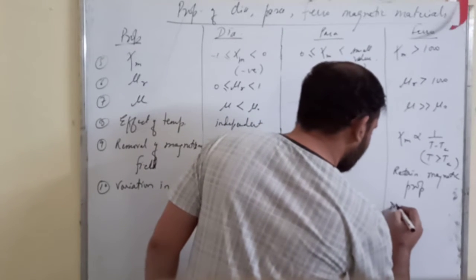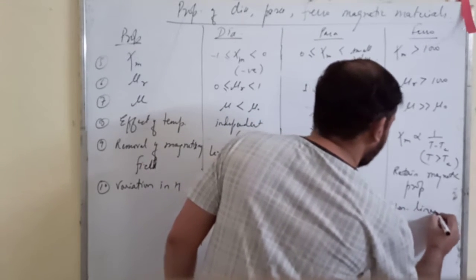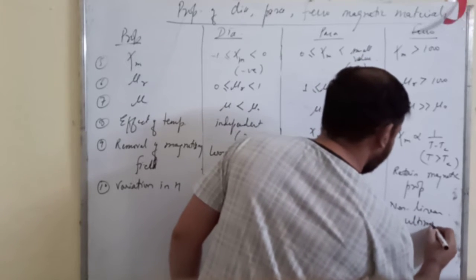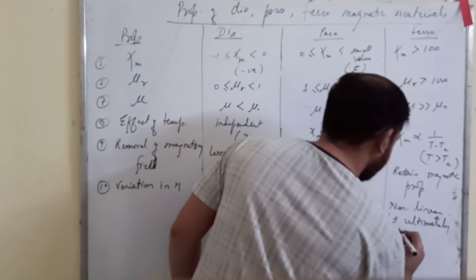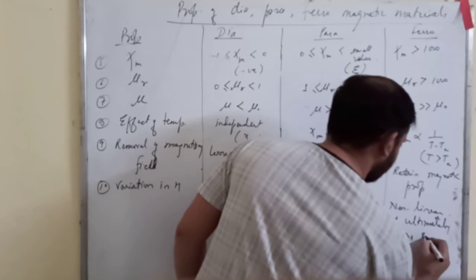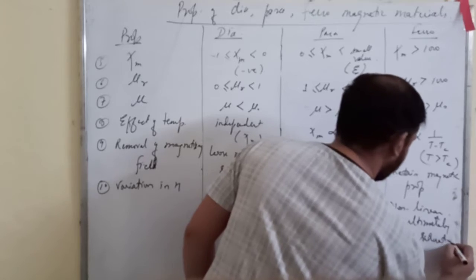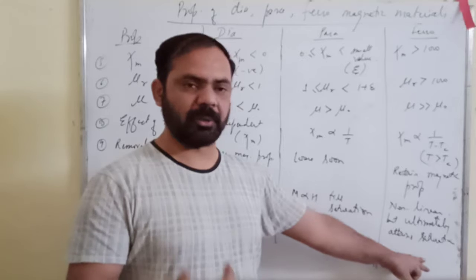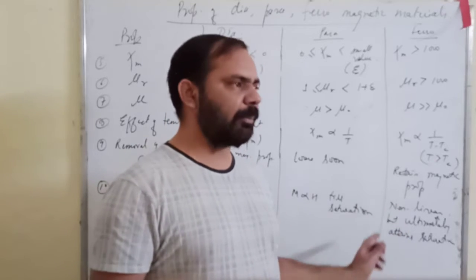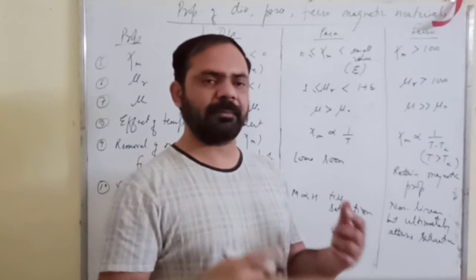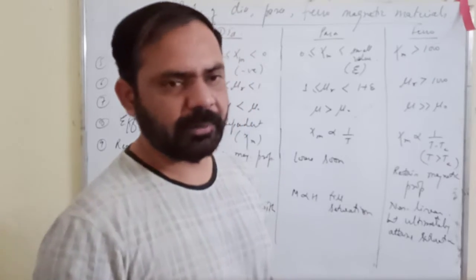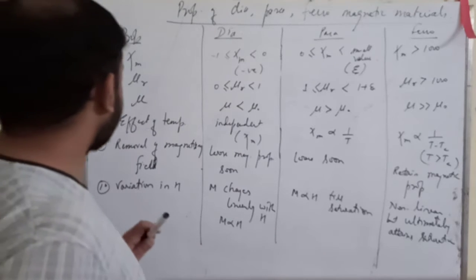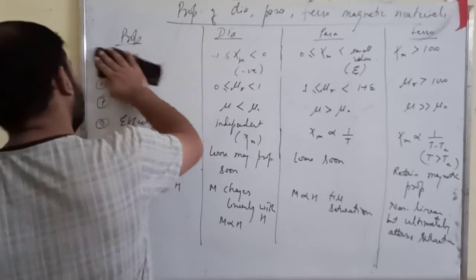For ferromagnetic materials, the dependence is non-linear, but ultimately attains saturation. Here also the magnetic material attains the saturation point, but the dependence of M on H is not a linear kind of dependence. It is some complex kind of dependence. So this was about the variation in H. Now a few more things we can discuss.